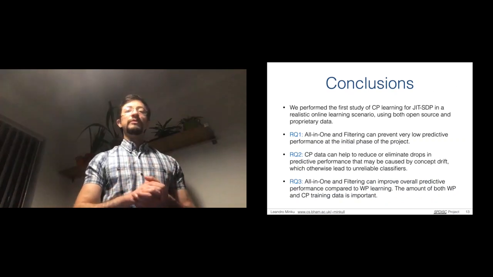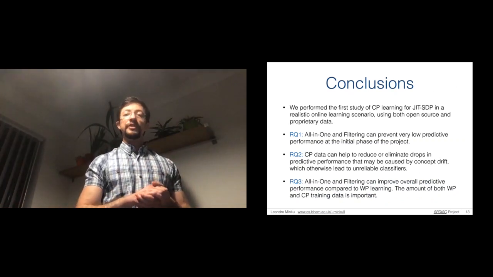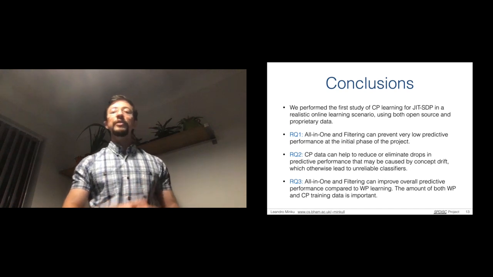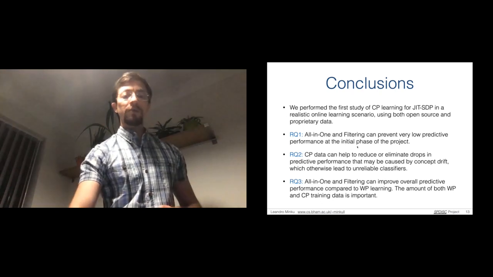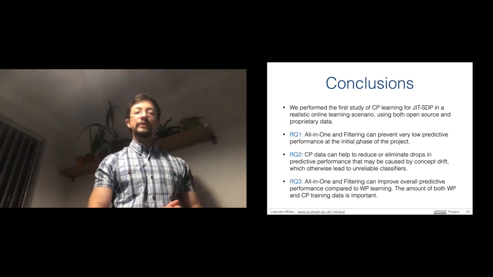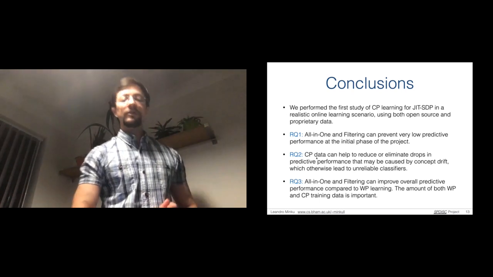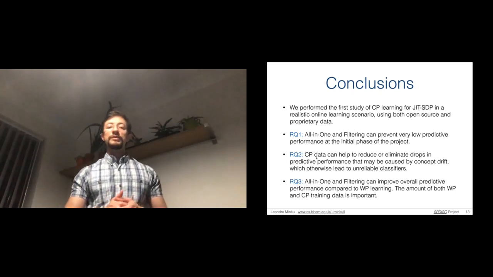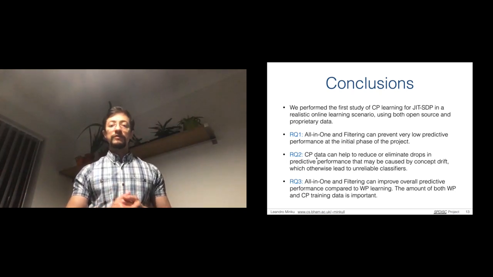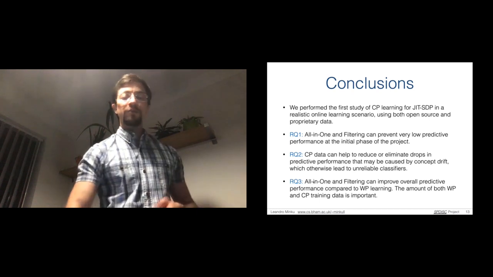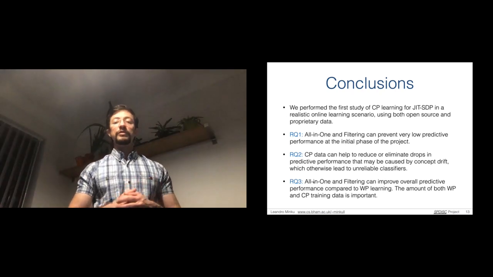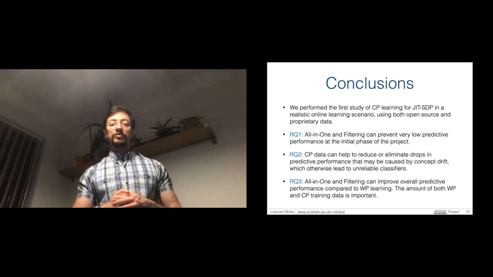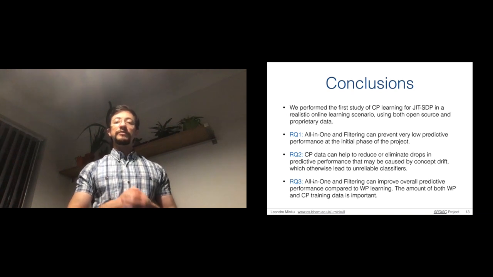So in conclusion, we performed the first study of cross-project learning for JIT-SDP in a realistic online learning scenario using both open source and proprietary data. We found that the all-in-one and filtering approaches can prevent very low predictive performance at the initial phase of the project. We found that the cross-project data can help to reduce or eliminate drops in predictive performance that may be caused by concept drift. And we found that the all-in-one and filtering approaches can improve overall predictive performance compared to within-project learning. The amount of both within-project and cross-project training data was found to be important.